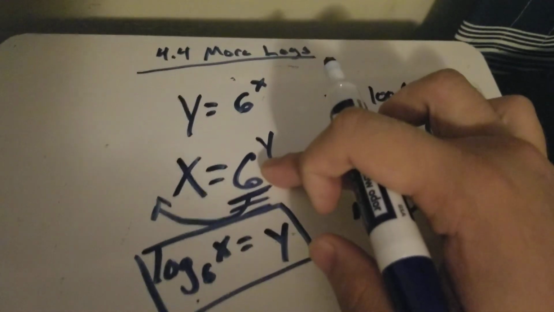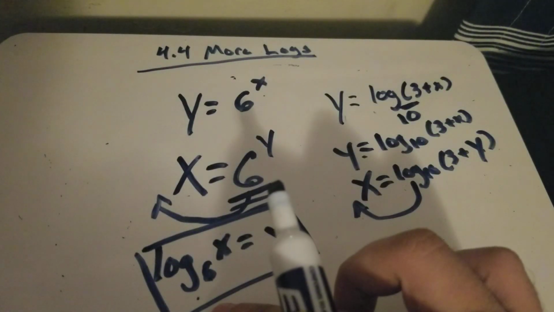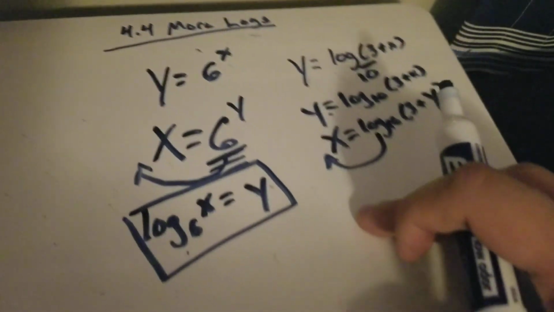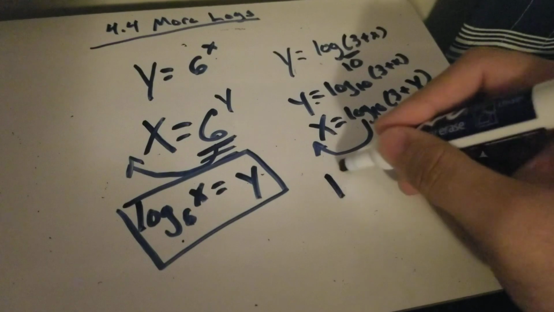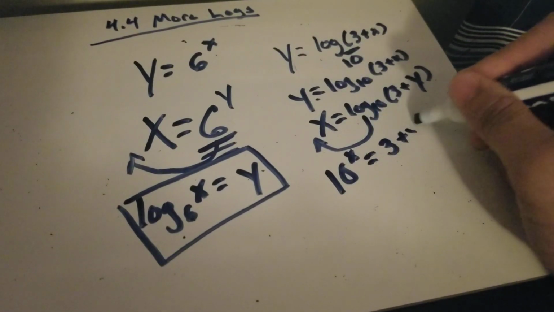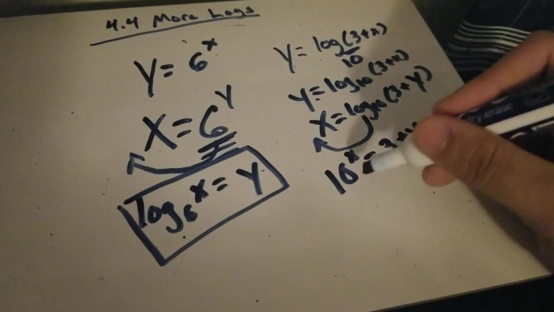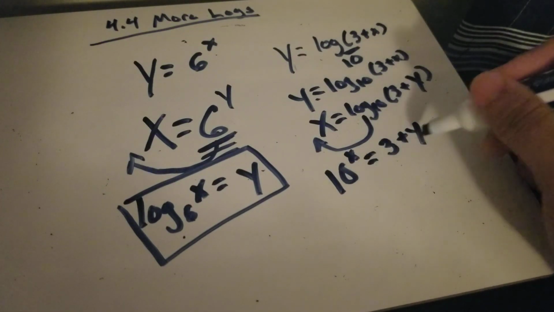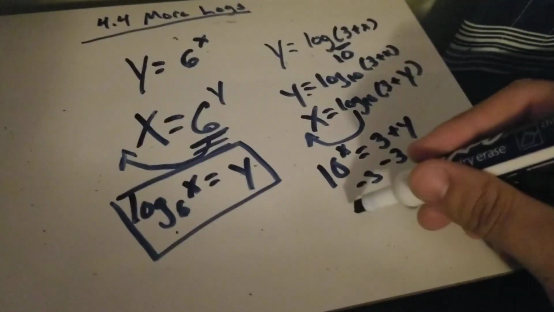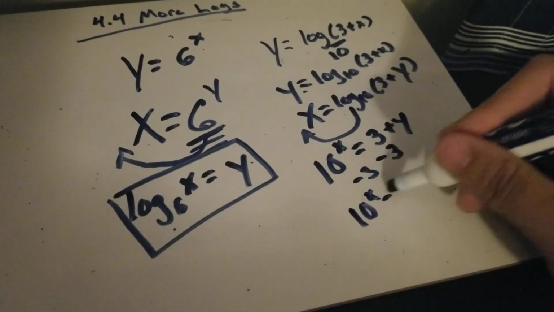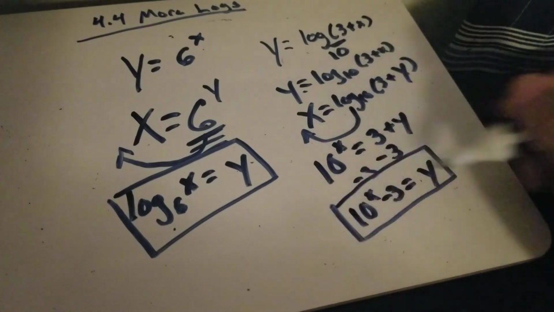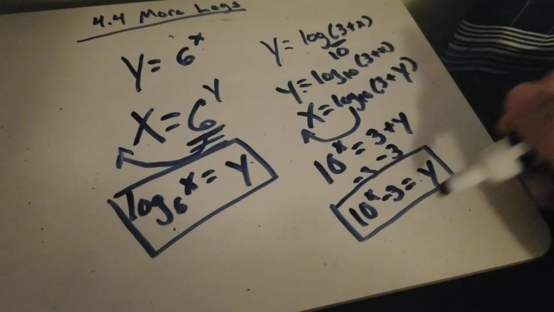Over here, the base of an exponent becomes the base of a log. So what is the reverse? The base of a log becomes the base of an exponent. So this is 10 to the x power equals 3 plus y. I'm going to subtract 3 on both sides. So then I have 10 to the x minus 3 equals y. y is now by itself, so I am done.